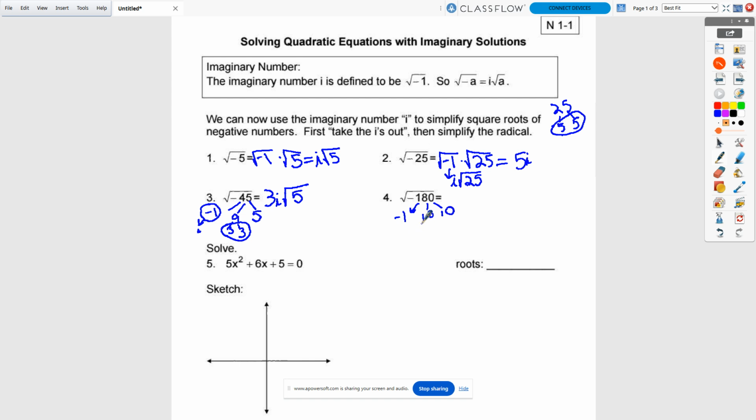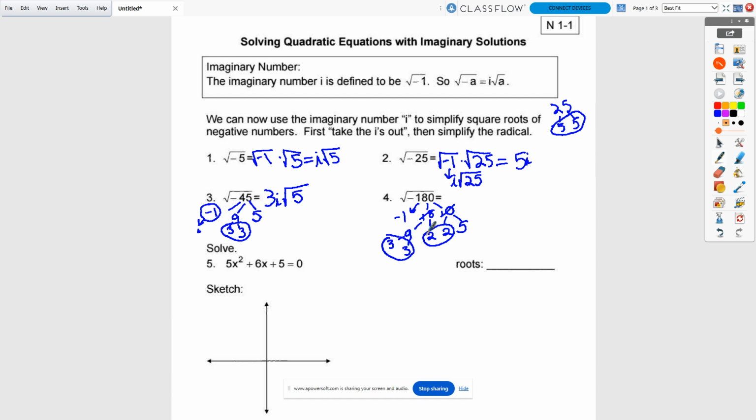So 18 splits up into 9 and 2. And that 10 splits up into 2 and 5. So we've used both of those. That 9 I know I can take the square root of, because it's 3 times 3. So I've got a 3 that's going to come to the outside and a 2 that's going to come to the outside, as well as that -1 that'll turn into the i.